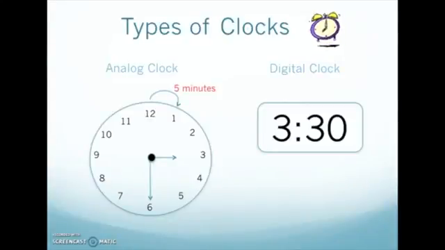Elapsed time can be tricky. However, we are going to show you some strategies that you can use to help you. The first strategy involves creating a T-chart.